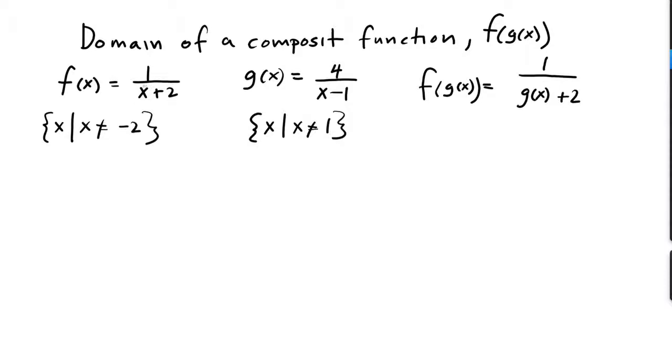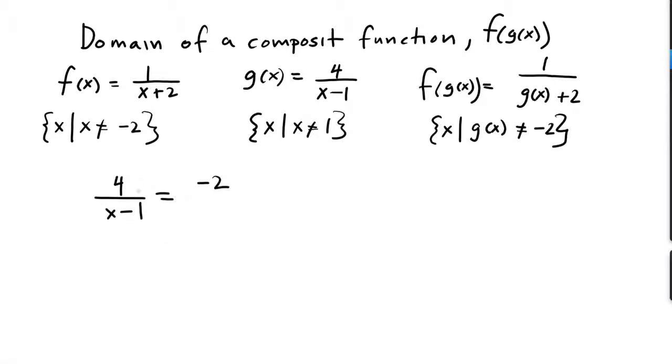Now, I already know over here that x cannot be negative 2, so whatever is in that spot cannot be negative 2. So when I write it this way, I end up with the set of all x such that g of x cannot be negative 2, because if g of x is negative 2, then that denominator is 0. To write the domain of the composite function, I need to find that point where g of x is negative 2. The easiest thing to do is to take g of x, 4 over x minus 1, and set it equal to negative 2.